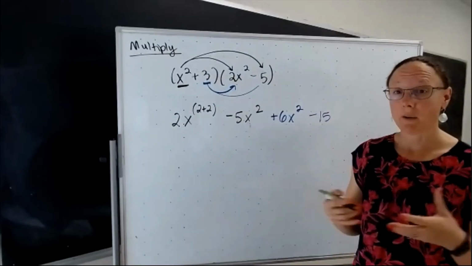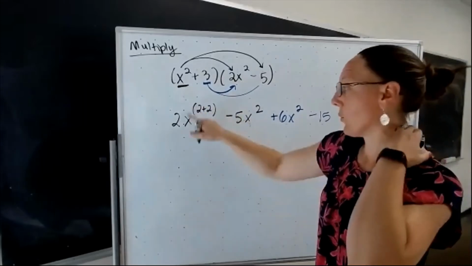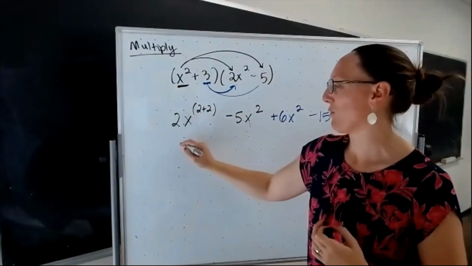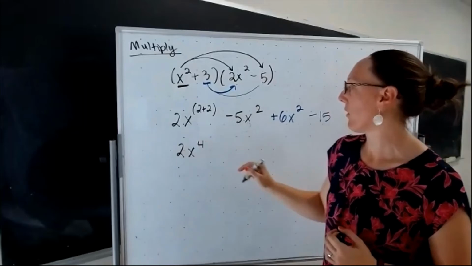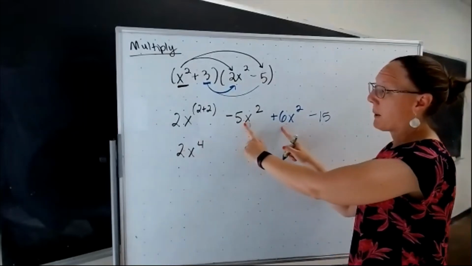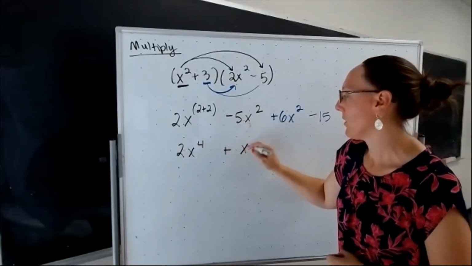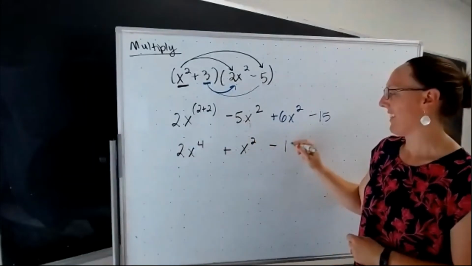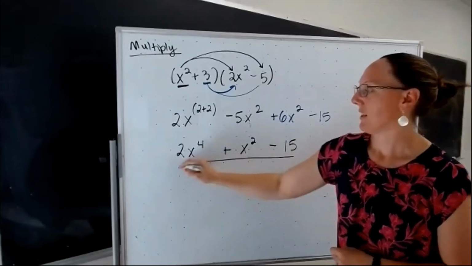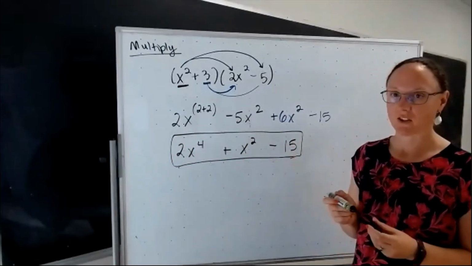Now I'm going to want to clean it up and combine the like terms. So here, when I clean it up, 2 plus 2 is giving me 4. I've got 2x to the 4th. -x squared plus 6x squared, I'm going to land with a positive 5x squared, and then that -15. That's going to be my final answer on this.